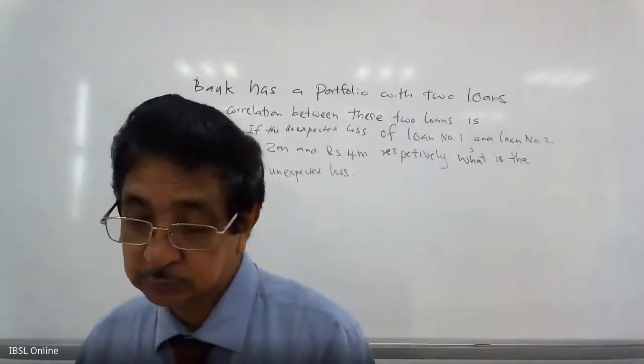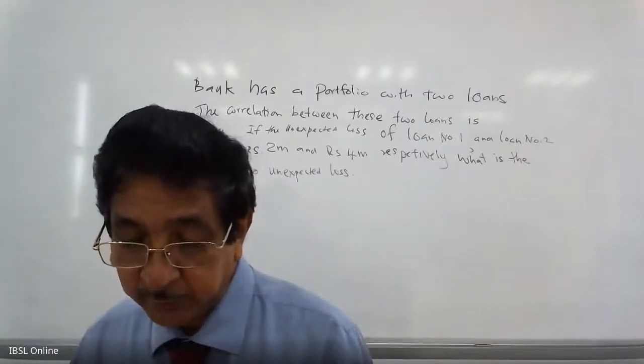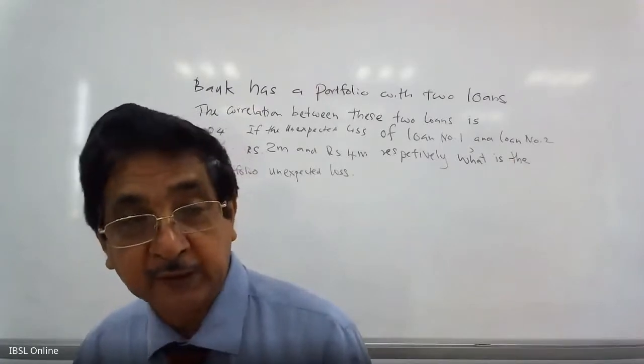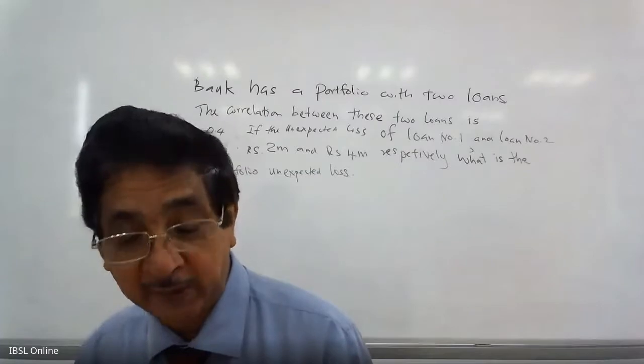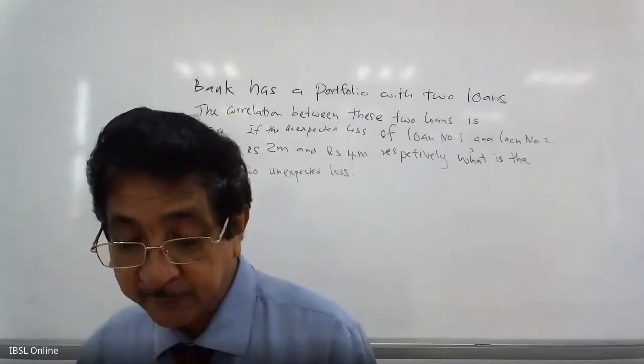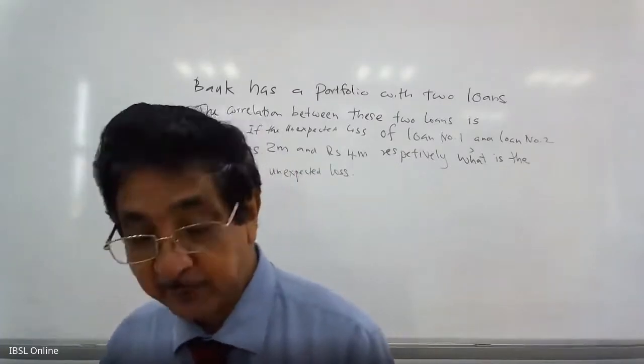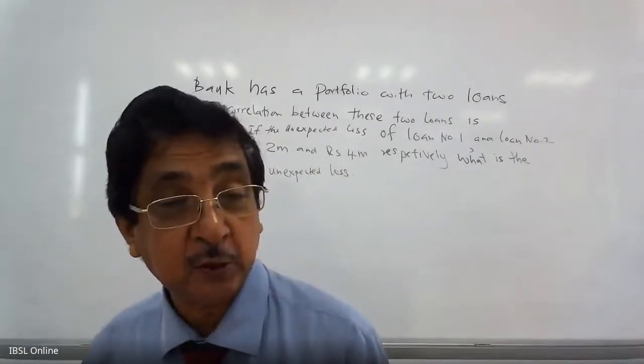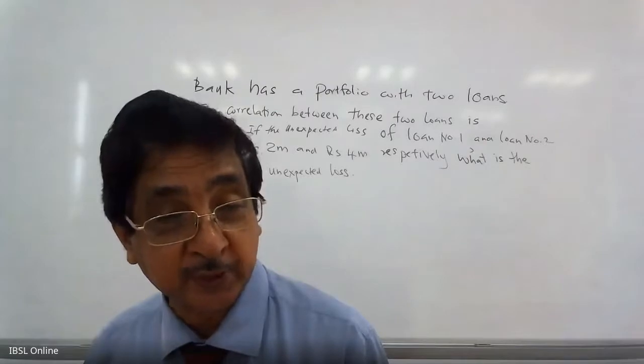So it's 1 million. No, what you need to do is, I have given the unexpected loss of each loan, number 1 and number 2. Unexpected loss of loan number 1 is 2 million and unexpected loss of loan number 2 is 4 million. And I have given the correlation also as 0.4.